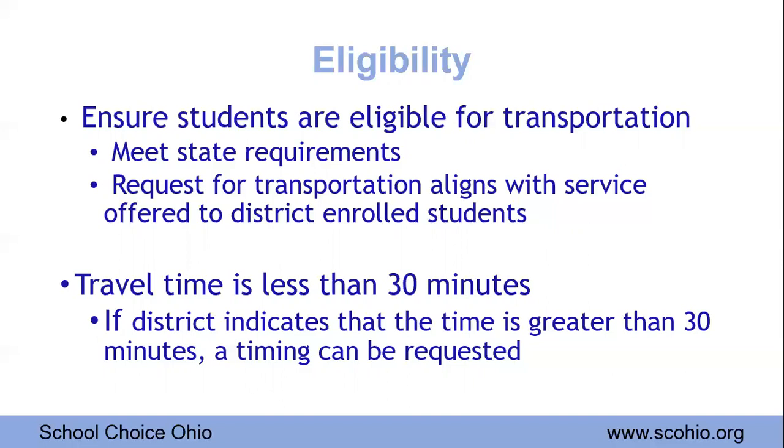You're also going to want to make sure that the travel time is less than 30 minutes between the school in which the student is enrolled and their home. If a district indicates that a student is ineligible for transportation because the travel time is greater than 30 minutes, an official timing through the Department of Education can be requested. We're not going to spend a lot of time talking about that process. Please contact School Choice Ohio if you want some more information on what that looks like. Remember, districts can transport students that are outside that 30 minutes, but they are not required to, and it is somewhat unusual for districts to do so.